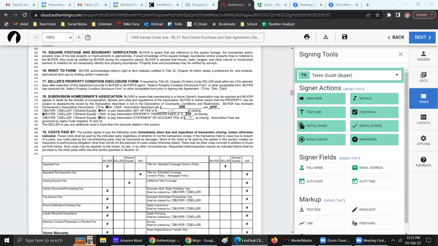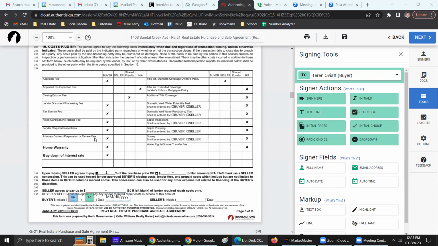Here's the HOA, and basically saying, yes, that's $600 a year. And every time a seller transfers a property to another buyer, there's typically a fee, and in this case, it's $250, just a one-time fee. Here's the other fees that come with buying and selling a home.